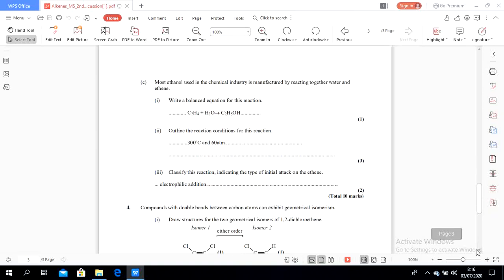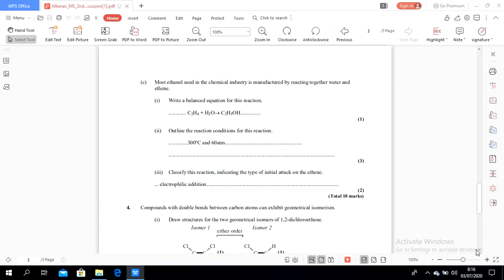Next, we are on the last page. Most ethanol used in the chemical industry is manufactured by reacting together water and ethene. Try to balance the chemical equation. Of course, ethene plus water becomes ethanol.